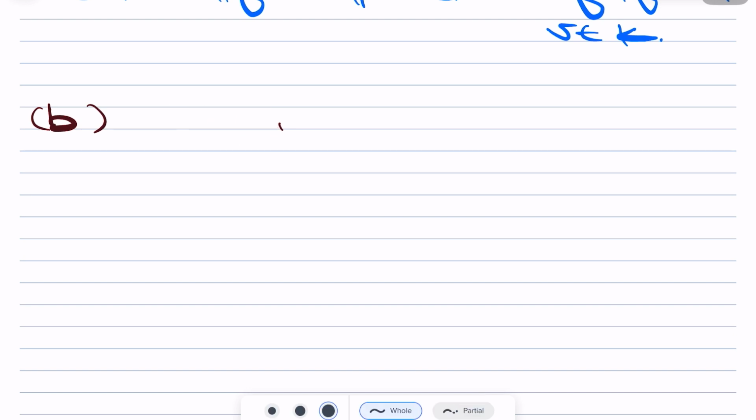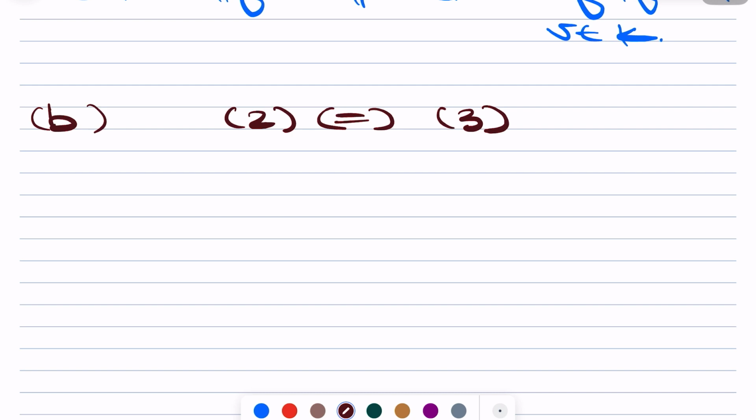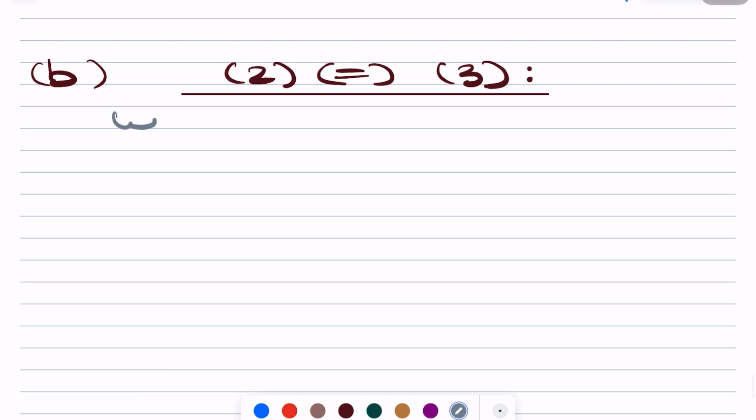Let me just write, in B we prove that 2 is equivalent to 3. This is what we do. Okay, so let me just recall again what we want to show. So we want to show that, I mean, this was 2.